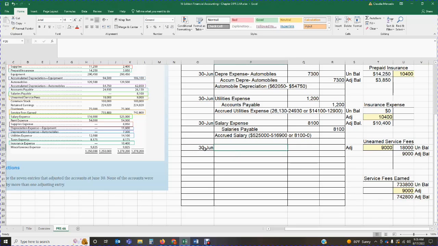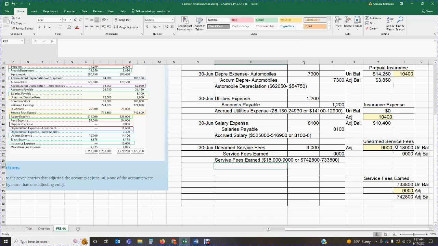So what happened here? My unearned service fees needs to be adjusted because now I have earned those fees. So I would debit my account for that $9,000. Okay. And then what happened? I earned the fees. So service fees earned. Now I can record it in my revenue account of $9,000. Okay. And these are service fees earned. So it's $18,900 minus $9,000, or $742,800 minus $733,800. Okay.